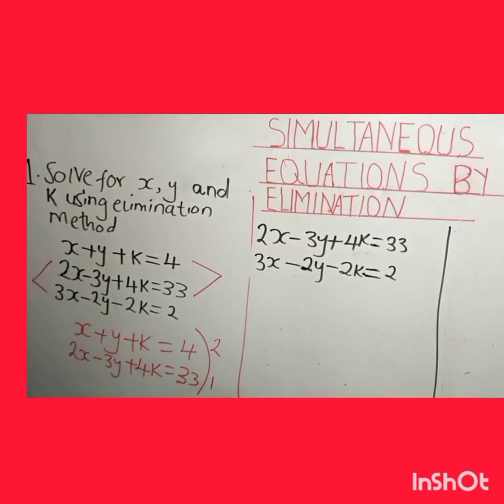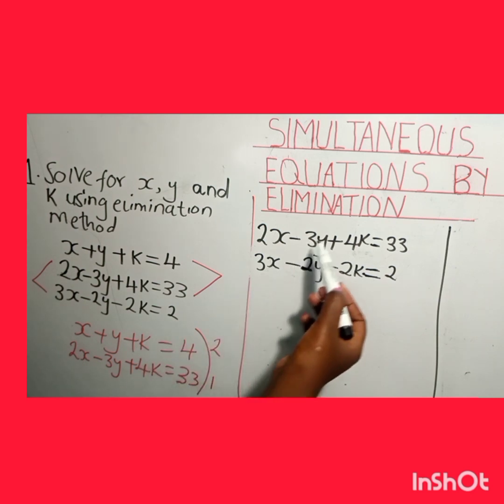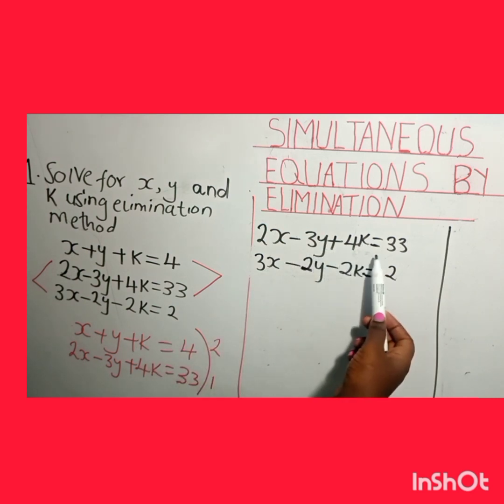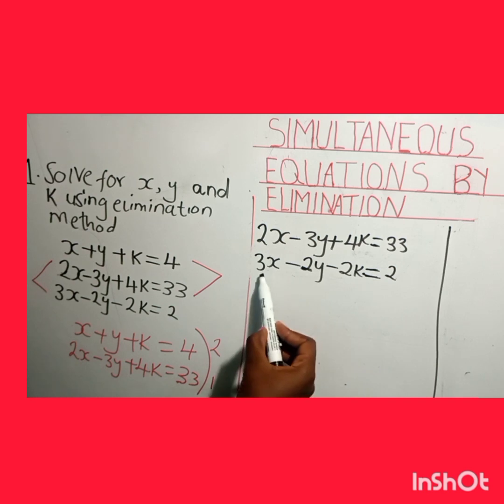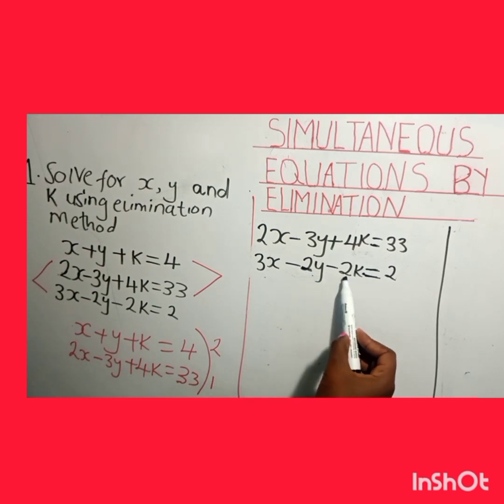After that, we are going to pick the second and the last equations, and we still solve them by elimination. So I'll have 2x minus 3y plus 4k is equal to 33, and 3x minus 2y minus 2k is equal to 2. Still, we are going to eliminate x.